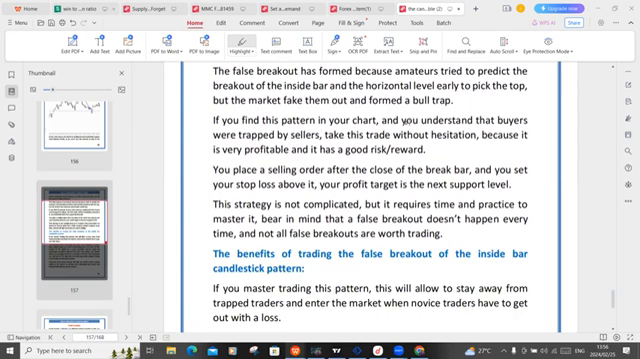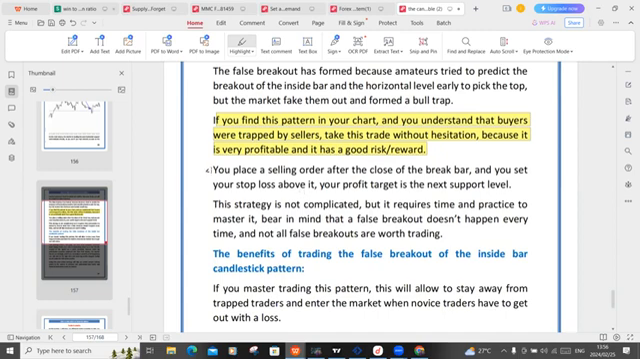If you find this pattern in your chart and you understand that buyers were trapped by sellers, take this trade without hesitation because it is very profitable and it will offer you a good risk to reward. You place a selling order after the close of the break bar and you set your stop loss above it.